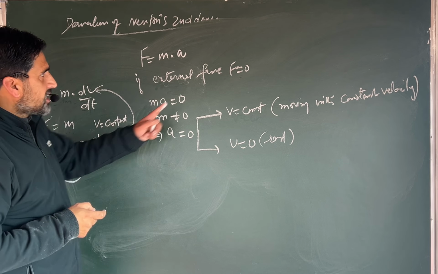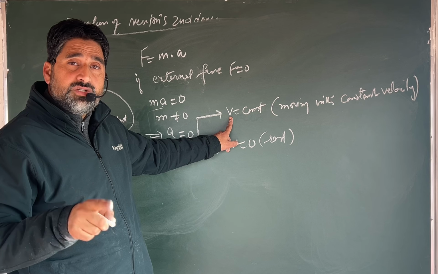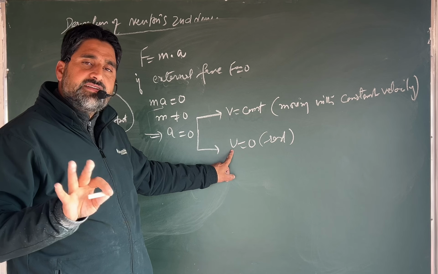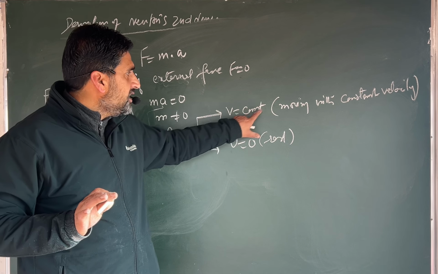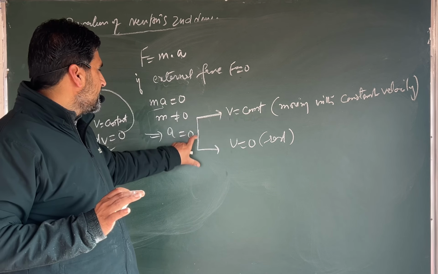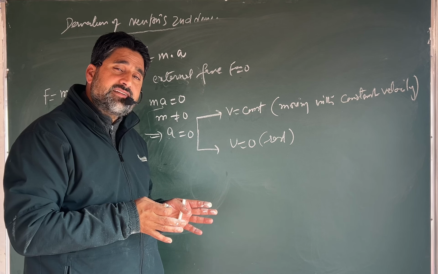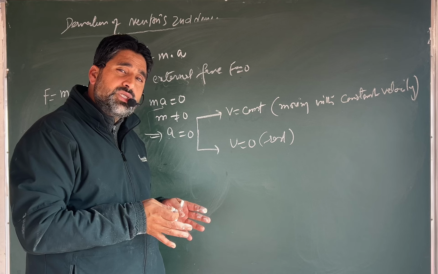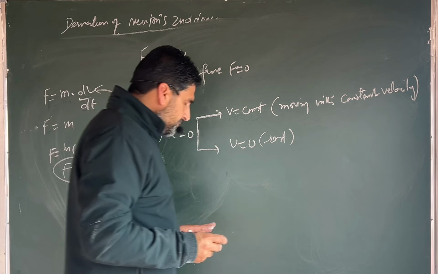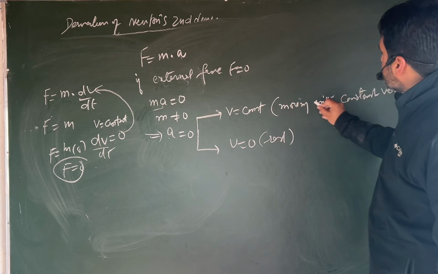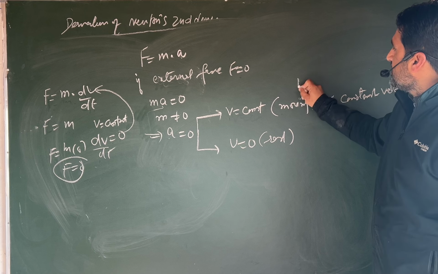That means when external force is 0, either the object is moving with constant velocity, uniform velocity, or the object is at rest. So object at rest or object moving with uniform velocity can give us acceleration 0. So acceleration 0 doesn't mean only that the object is at rest. Acceleration equal to 0 also means that the object is moving with constant velocity. This means if the object is moving with constant velocity, there is no external force to change its velocity. That is known as inertia.